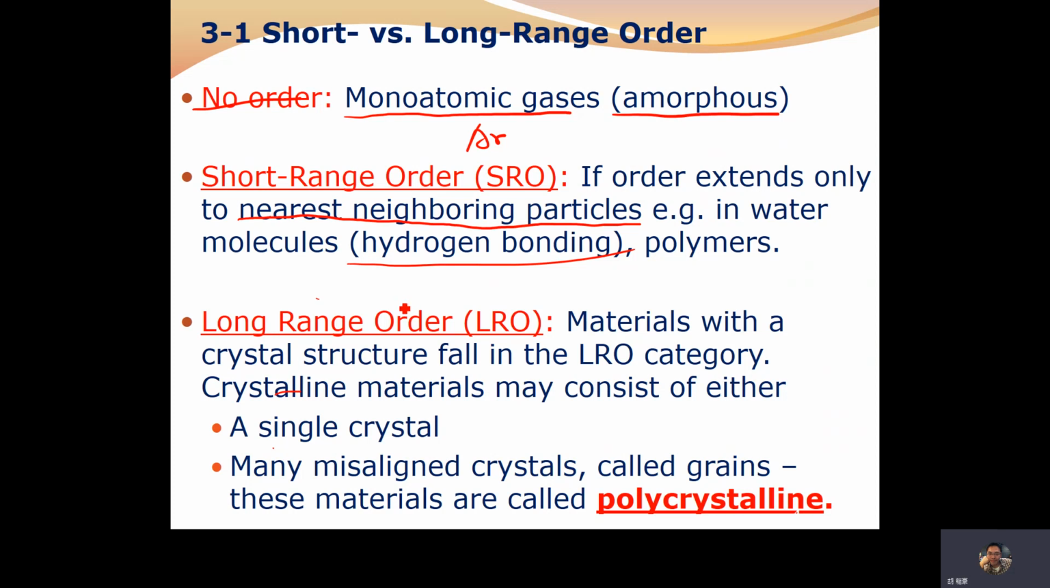And the long-range order, LRO. Materials with a crystal structure fall in the LRO category, and crystalline materials might consist of either single crystal or polycrystal. I will introduce this later. For a polycrystal, many misaligned crystals are called grains. The grain size and grain boundaries are highly related to the mechanical properties.